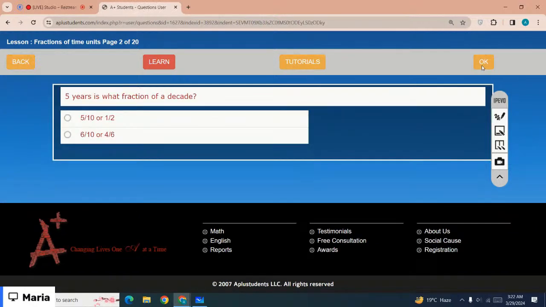It's okay. 5 years is what fraction of a decade? So, which is the correct option? Yes, that is option number one. That is 5 over 10, because in a decade you have 10 years. So you have 5 over 10 or 1 over 2. Option number one is the correct option.